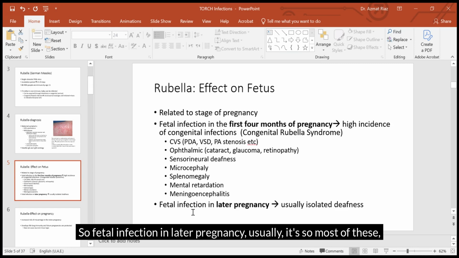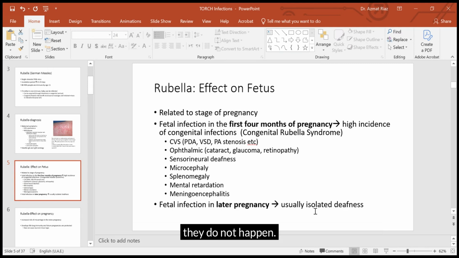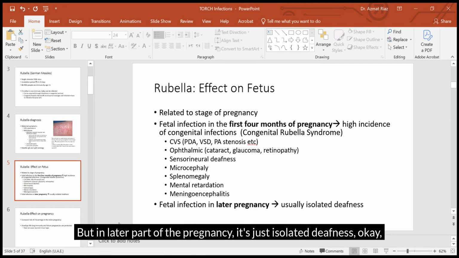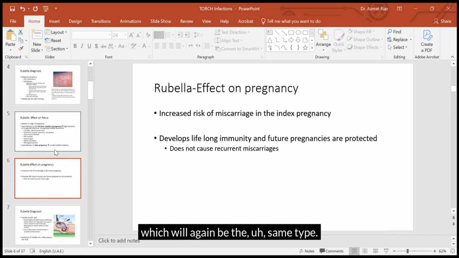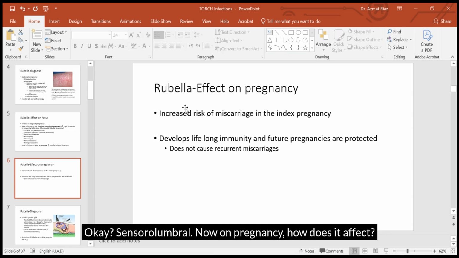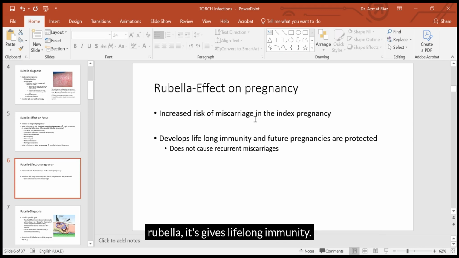So with fetal infection in later pregnancy, most of these do not happen, but in the later part of the pregnancy it's just isolated deafness, which will again be the same type, sensorineural. Now, how does it affect the pregnancy? If, for example, a patient is pregnant in the first trimester, in this pregnancy she has an increased risk of having a miscarriage, but she develops lifelong immunity. So once a person gets rubella, it gives lifelong immunity.